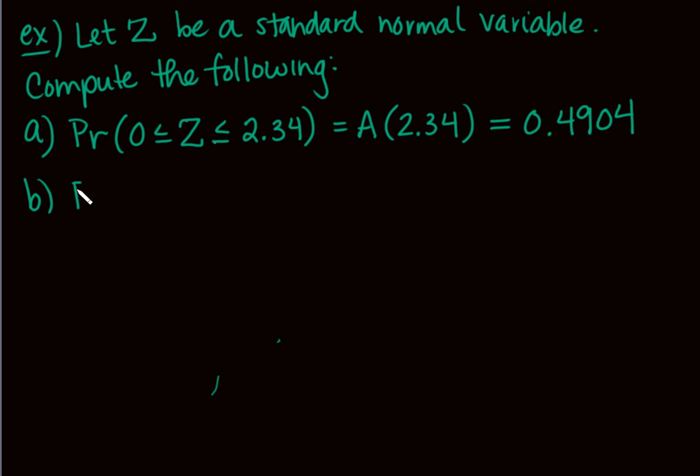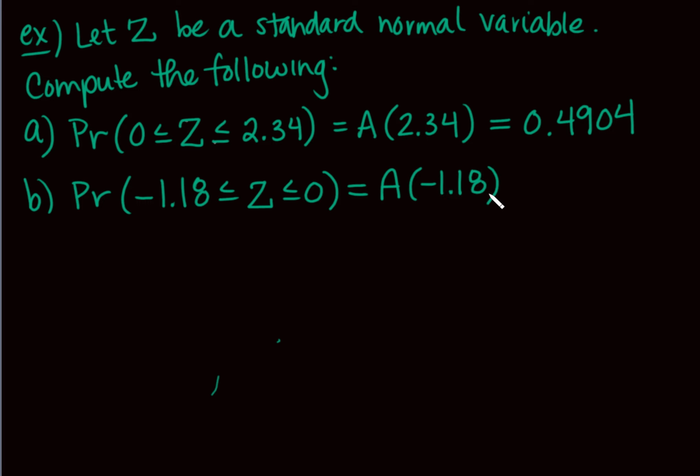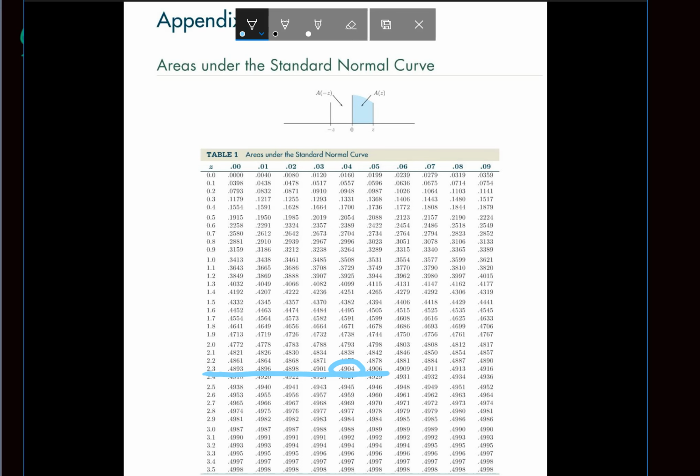So let's try another one. What is the probability that I select a random variable and it's between negative 1.8 and 0? Remember what we saw in the previous one, it's symmetric about the y-axis, so that's still the same as the area under the curve for just 1.8. I don't have to do the negative 1.8, so again, I'm going to look back here.